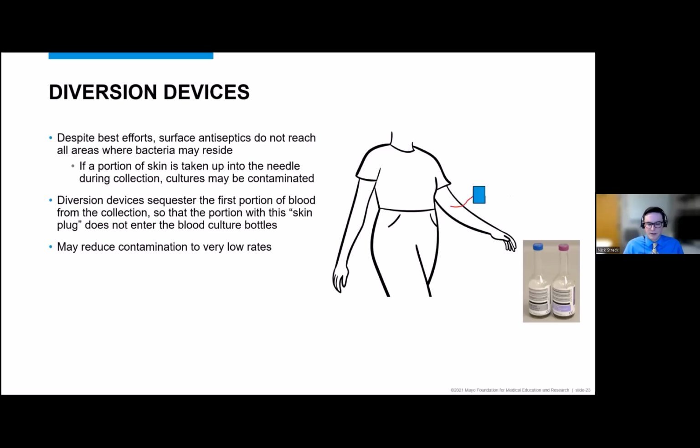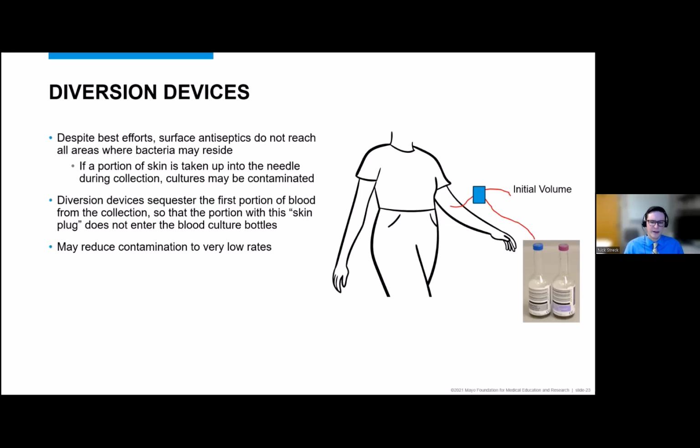Excuse my little animation here, my depiction of a diversion device in this blue square. We can actually remove that initial volume collected from the patient that might contain that skin plug, the small number of organisms responsible for the blood culture contamination. Once that initial 1 to 2 mL has been diverted, we can then take the subsequent blood being collected from the patient and make sure that's what is put into bottles, which can further reduce contamination rates.